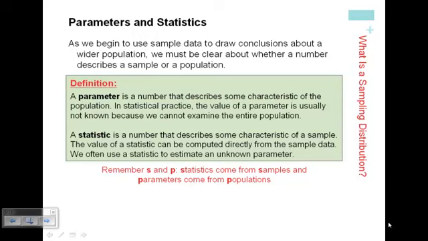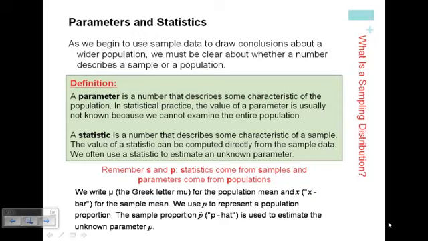We good? All right. Now, those are the words that we use. Let's just remember that we use different symbols as well. When we're talking about a parameter, we tend to use Greek letters. When we talk about the mean of a population, we're going to use the Greek letter mu. But when we talk about the mean of a sample, we're going to use X bar or some other bar notation, maybe Y bar, maybe Z bar.